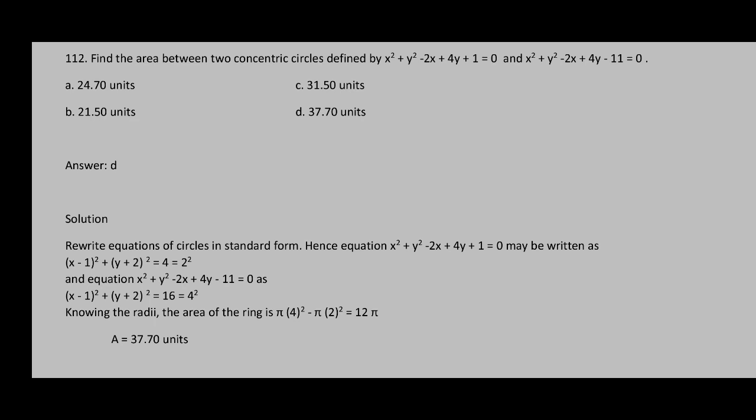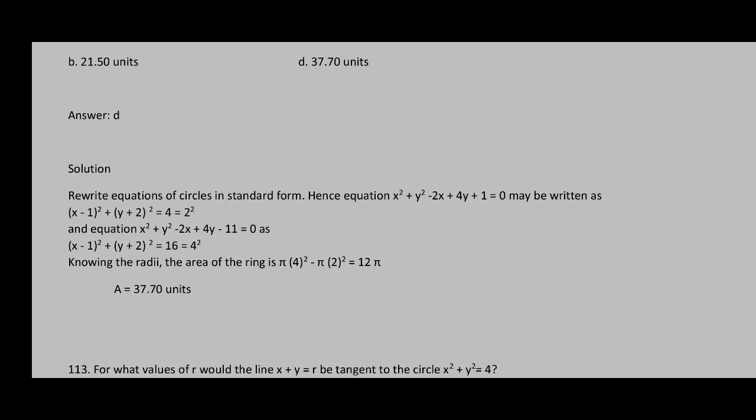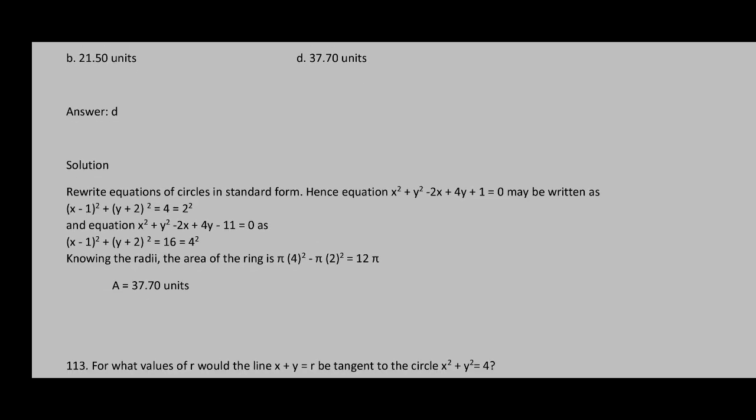So, next we have find the area between two concentric circles defined by x squared plus y squared minus 2x plus 4y plus 1 is equals to 0 and x squared plus y squared minus 2x plus 4y minus 11 is equals to 0. Sagot daw dyan ay letter D, 37.70 units. Pero how do we come up with the solution for this kind of problem? Solution, rewrite the equation of circles in standard form.